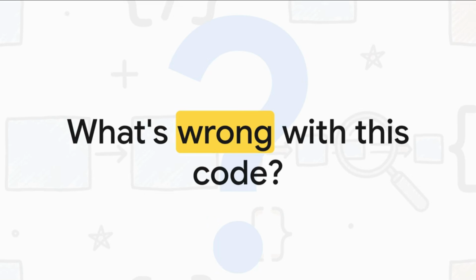Okay, let's kick things off with a classic head-scratcher. You've got a string with some pesky whitespace you want to get rid of. You call the handy trim method, you expect it to clean things up, but then you look at s again and what? The spaces are still there. What in the world is going on here?